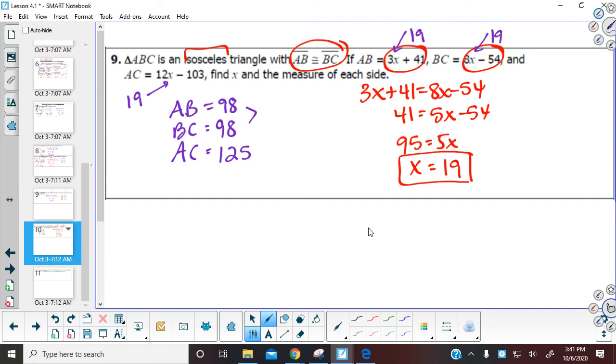Okay, so again, the concept of those classifications, angles and sides, is fairly basic, but now we're combining it with things that we've already done, whether it's algebra or whether it's finding distance.